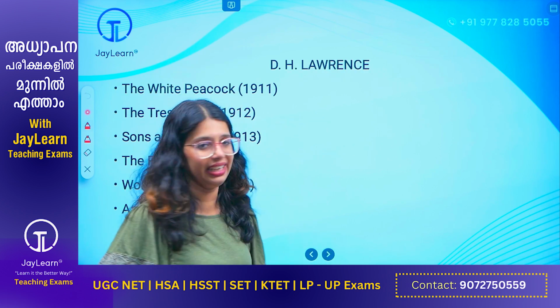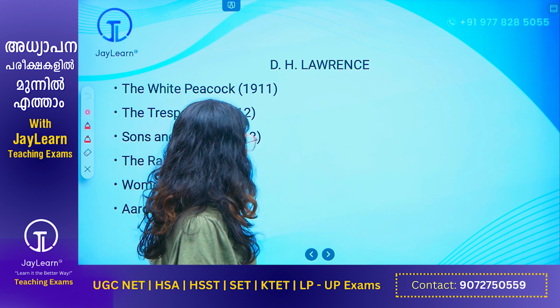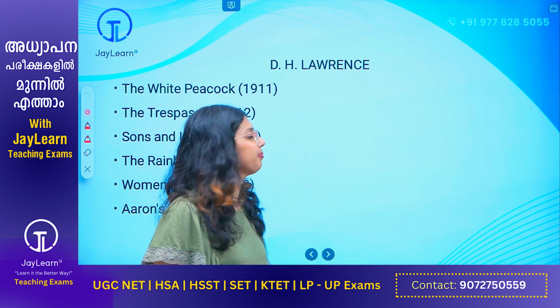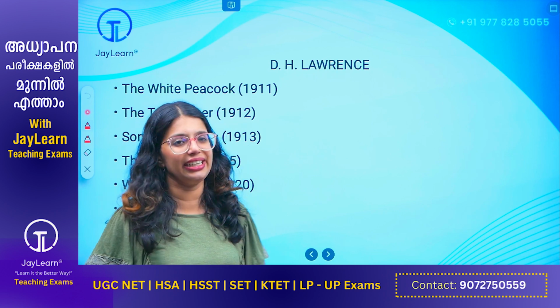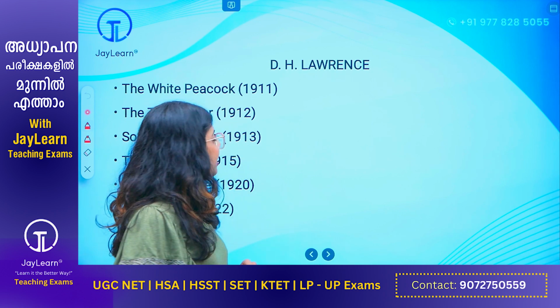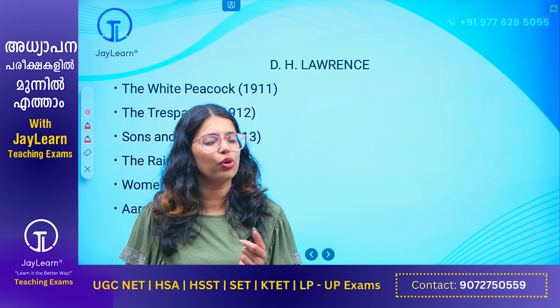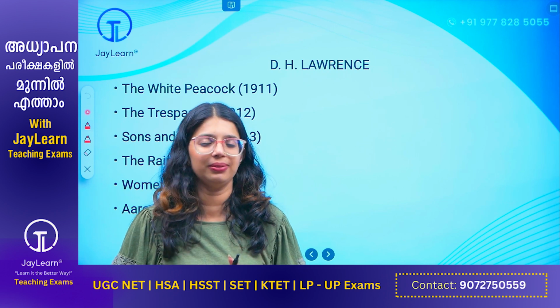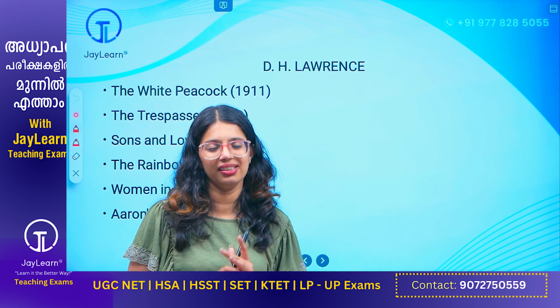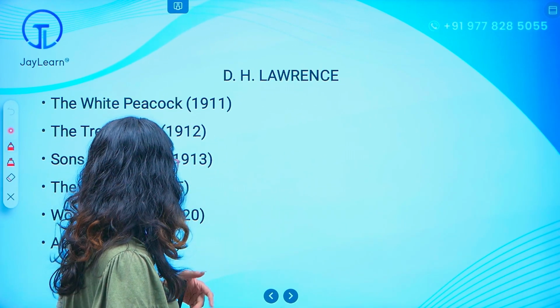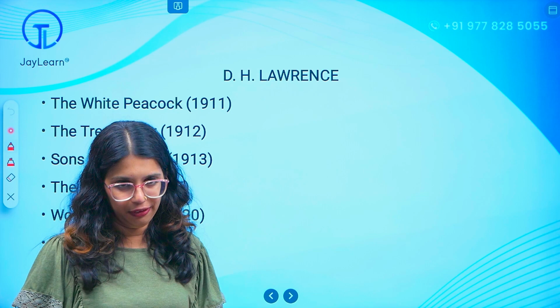Then we have D.H. Lawrence. The first published novel was The White Peacock, 1911. Then The Trespasser, 1912. Sons and Lovers, 1913. The characters Paul Morel and Gertrude Morel are characters in which novel? You should know this answer. Yes, it is Sons and Lovers, 1913. The Rainbow, 1915.